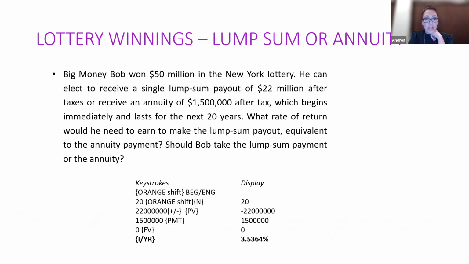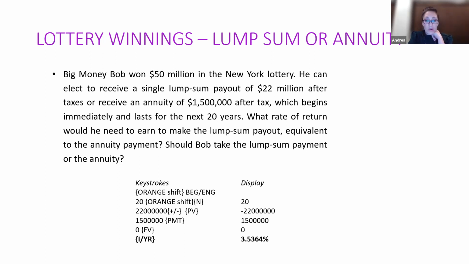All right, so again, you will see something like this as well. Bob won $50 million in the lottery. He elected to receive a single lump sum payout of $22 million after taxes, or should he receive an annuity of $1.5 million after tax, which begins immediately and lasts for the next 20 years? What rate of return would he need to make the lump sum payout equivalent to the annuity payment? Should he take the lump sum payment or the annuity?